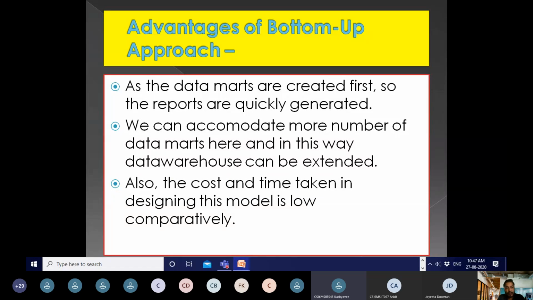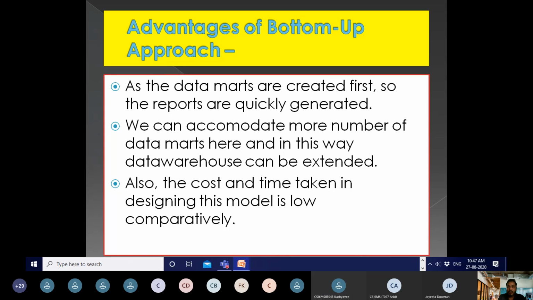Why will the time be less in this case? Because the data will be already organized in the data marts, so it will be easy to access, and that's why the time taken will be low. Right.